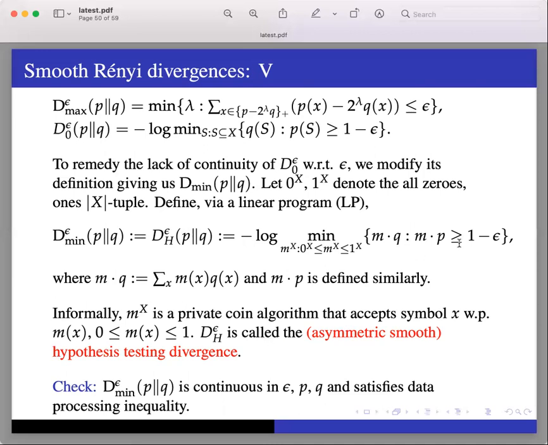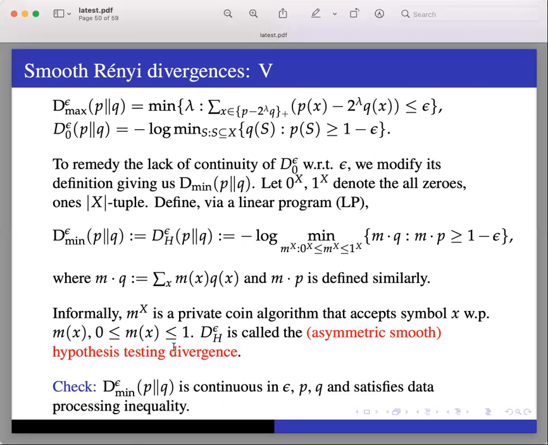And similarly, you can argue for p and q. You actually have to argue for the triple epsilon, p, q, but you can extend that. It's a small exercise in real analysis. So this is a continuous thing, very nice, and it also satisfies the data processing inequality. So let me justify that.